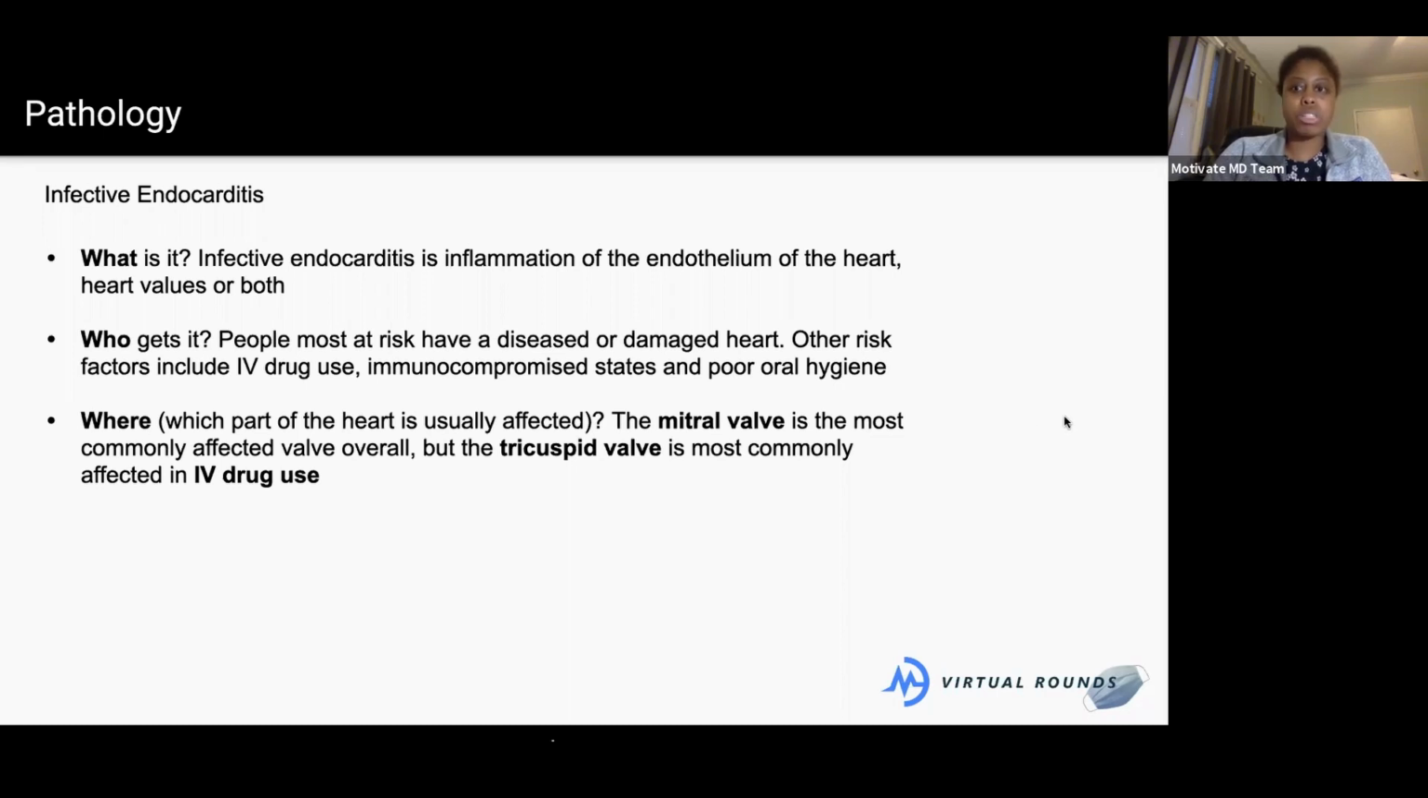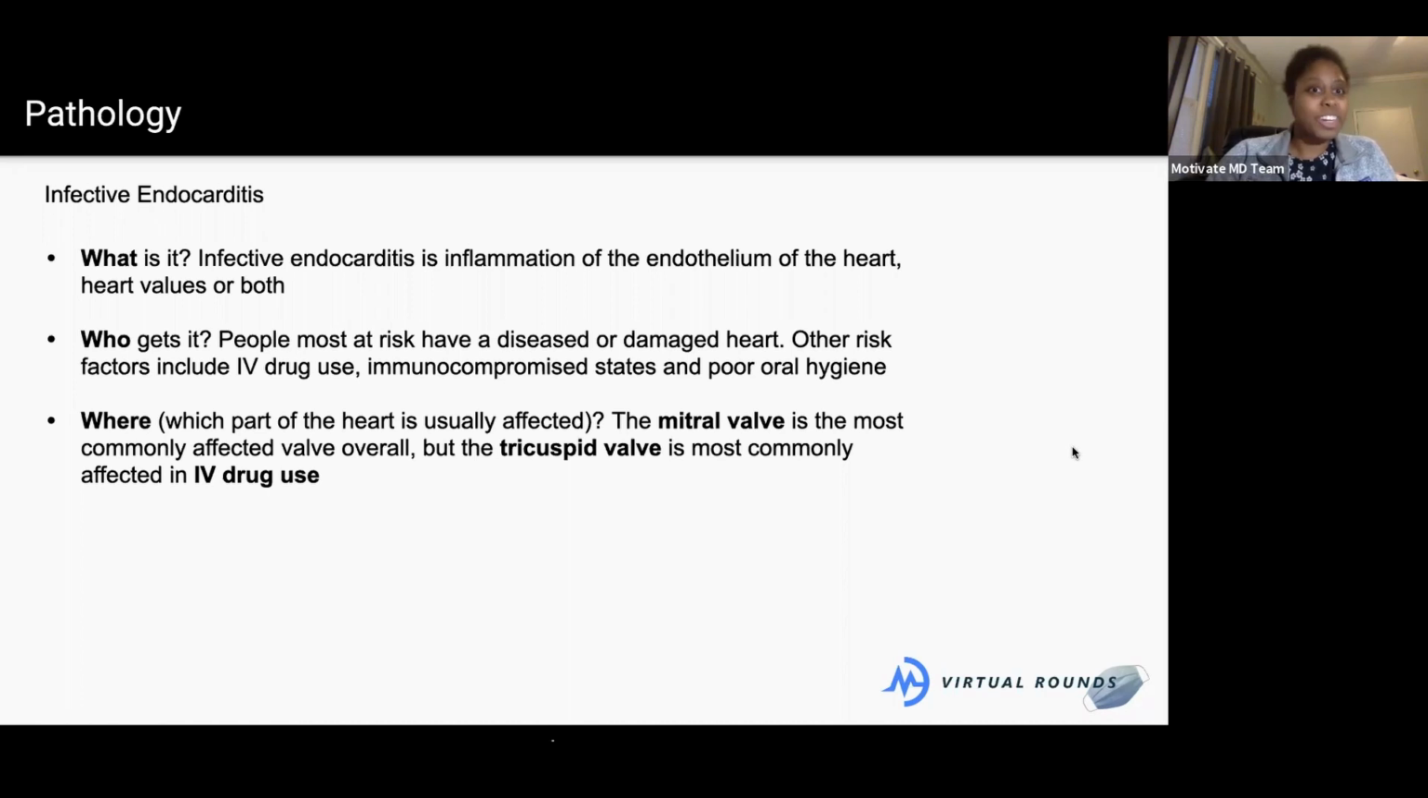And so we'll see people who have teeth that are literally running out of their mouths, and they have an infection that spread through their bloodstreams and cause endocarditis, which is quite scary. And then what part of the heart is usually affected by endocarditis? So where do you tend to see it?